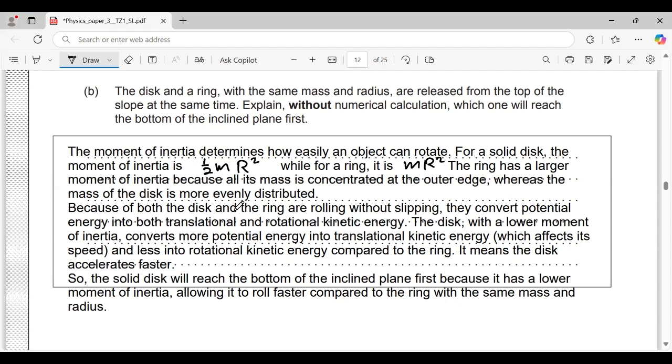Because both the disk and the ring are rolling without slipping, they convert potential energy into both translational and rotational kinetic energy. The disk, with a lower moment of inertia, converts more potential energy into translational kinetic energy, which affects its speed, and less into rotational kinetic energy compared to the ring. It means the disk accelerates faster. So the solid disk will reach the bottom of the inclined plane first because it has a lower moment of inertia, allowing it to roll faster compared to the ring with the same mass and radius.